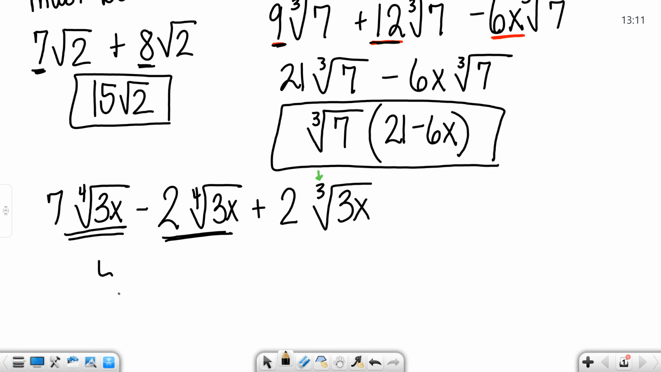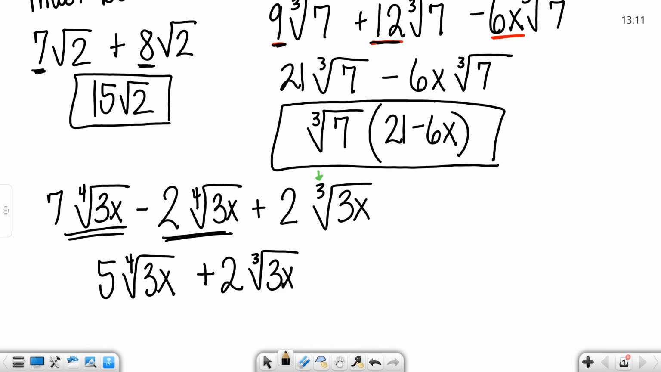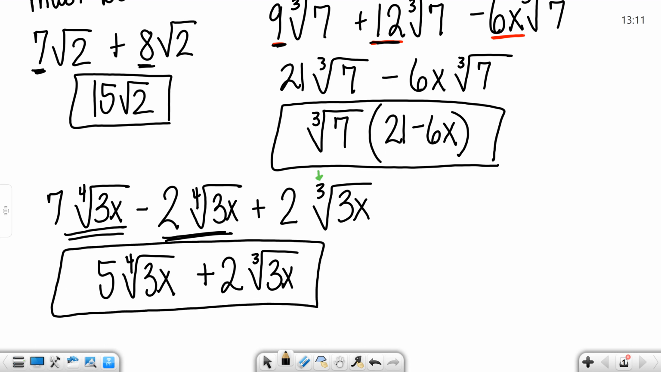So 7 minus 2 gives me 5 on the 4th root of 3x, and I will bring down this plus 2 on the cube root of 3x. And there is no factoring out here because the 4th root of 3x and the cube root of 3x are entirely different. So that one is finished just like it is.